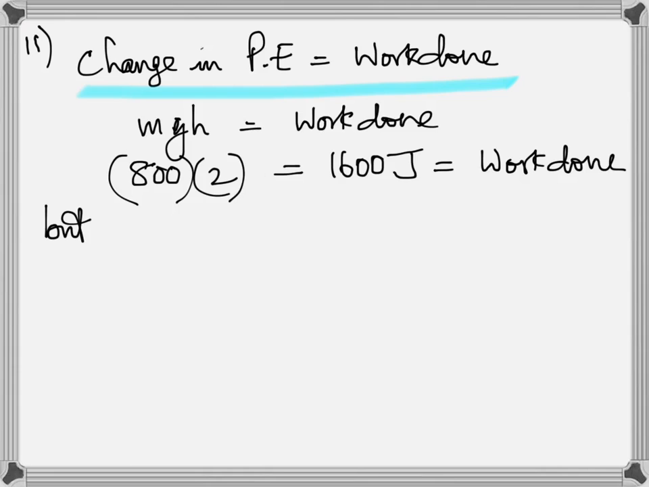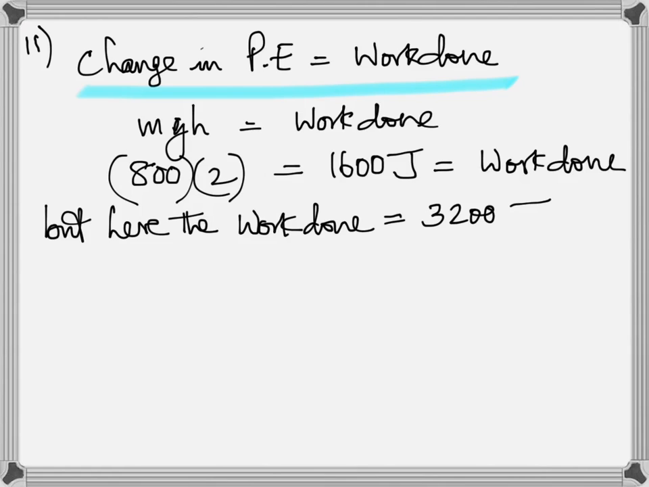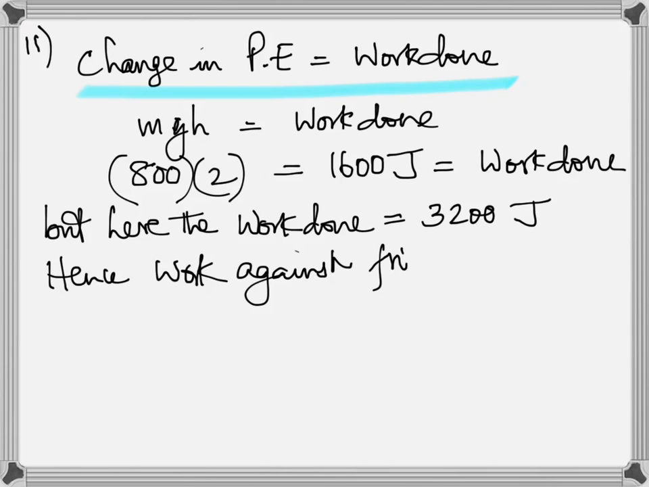So what you do is you take away, you find the difference. 3200 take away 1600 will give you the work done against friction, wouldn't it? The difference would give you the work done against friction. So here the work done is 3200, hence work done against friction would be 3200 take away 1600, which would be 1600.